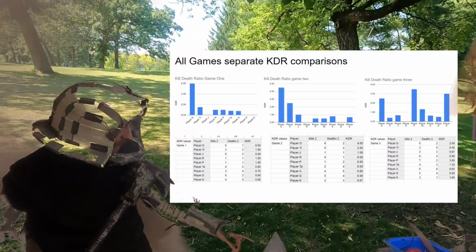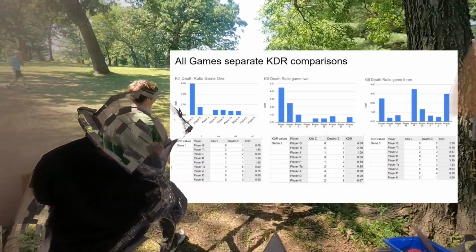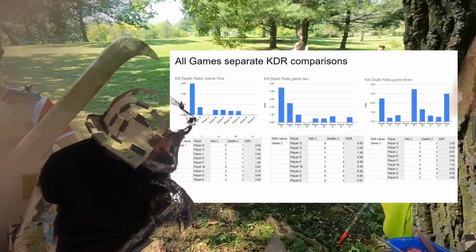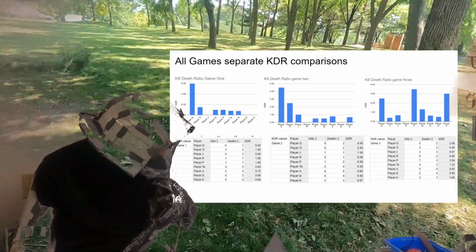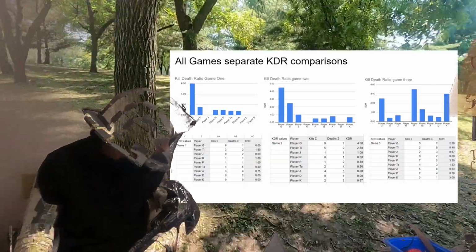We can see that I'm the KDR leader in games 1 and 2, and then in game 3, it's actually player P. Certain people had good games and bad games, but it seems like everyone was on the board at some point, which is good. We didn't have anyone who was off the board for all the games.